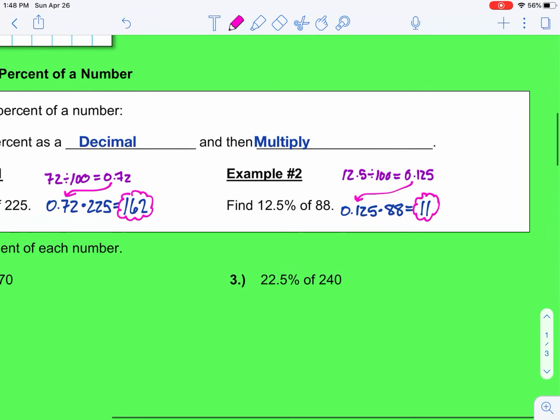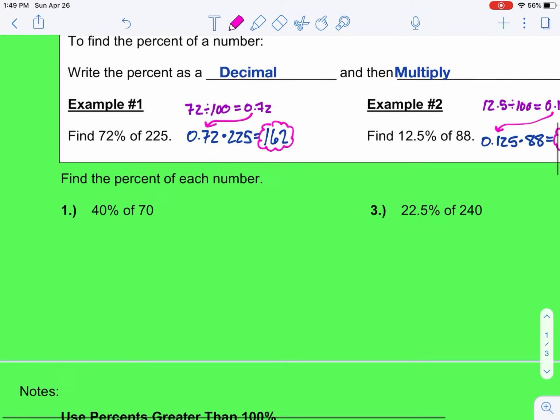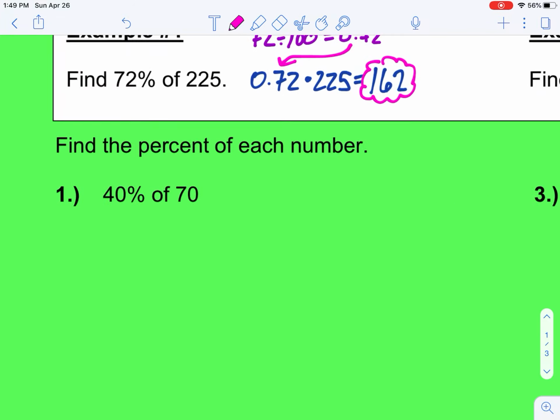Example number 2 looks a little different because I have a decimal point inside my percent. Remember, this is okay, and I still follow the same process to change the percent into a decimal. So in purple, I wrote 12.5 divided by 100, and I get 0.125, or 125 thousandths. That's going to be the number that I now use to multiply by 88 to get to 11. So let's take a look at a couple examples.